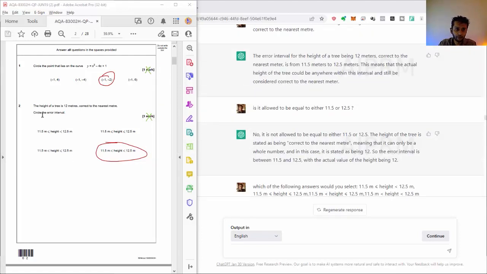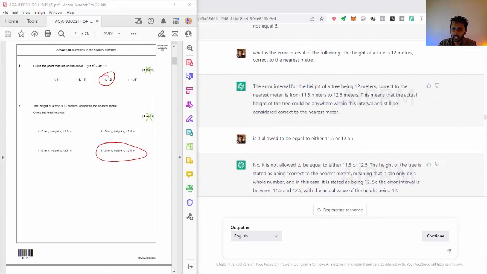The next question is about error intervals, and it talks about the tree being 12 meters to the nearest meter. So the question was there. It says the error interval is from 11.5 to 12.5, which is fine, but all of these answers are 11.5 to 12.5. So I wanted to know about the greater than or equal to signs, or the less than or equal to signs. So I asked, is it allowed to be equal to either 11.5 or 12.5?